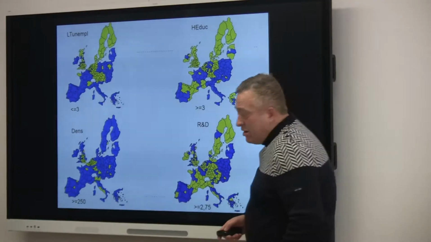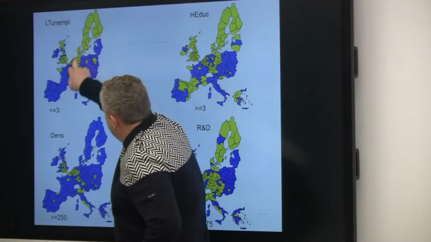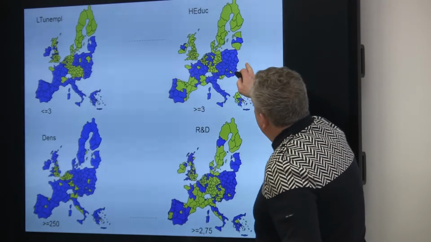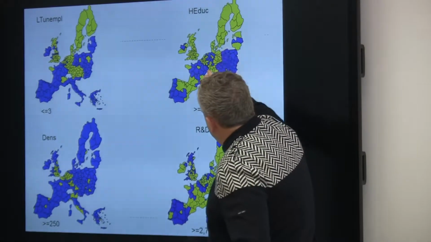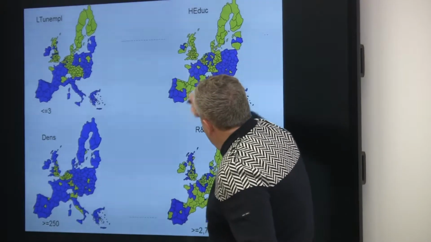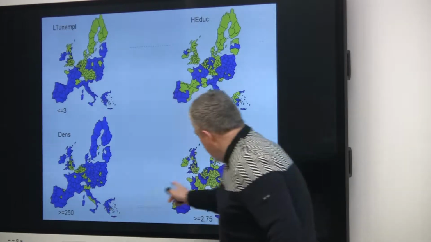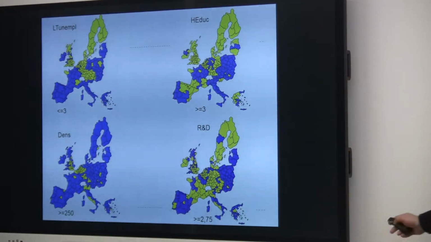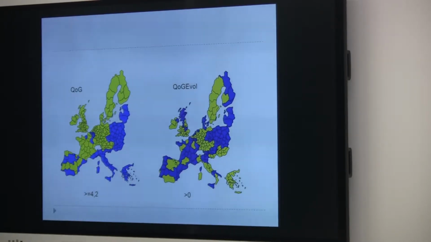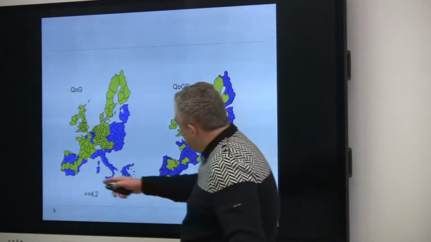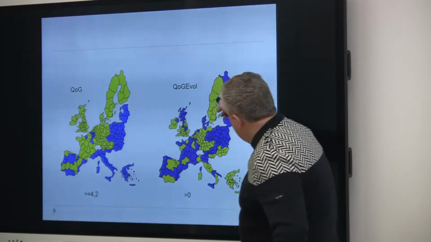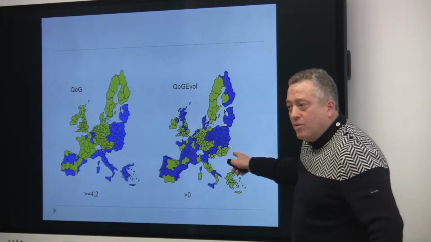Just to have an idea, it is less important here. The highly educated population is highest here, in Jordan, in yellow, as are density and R&D expenses. So we have all these variables included in the model, and the quality of governance that is high in all these regions in yellow, and the evolution of the quality of governance.